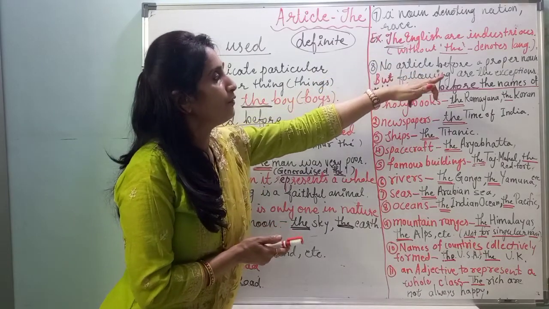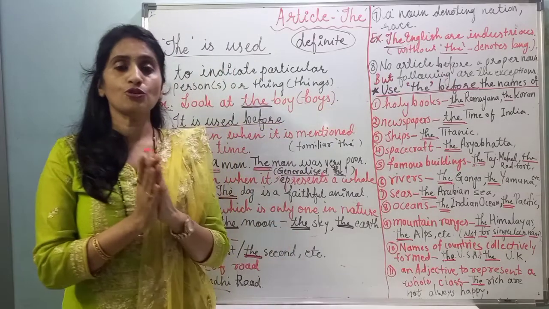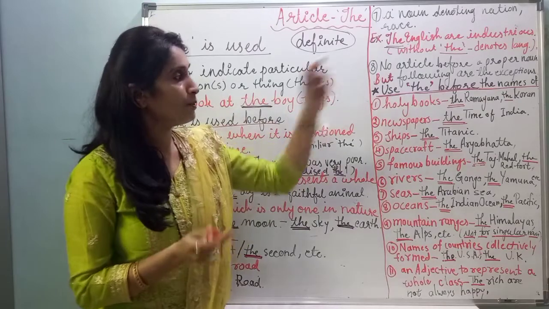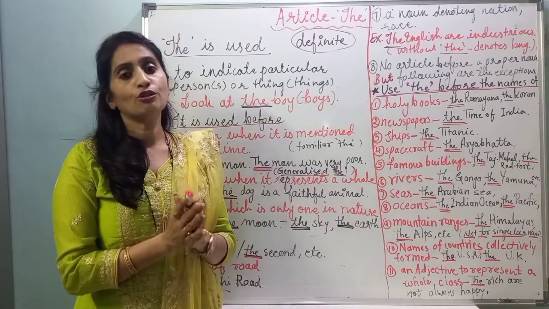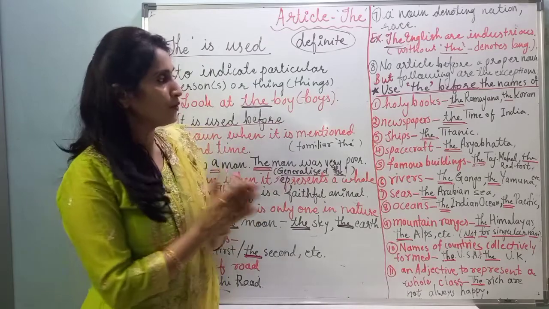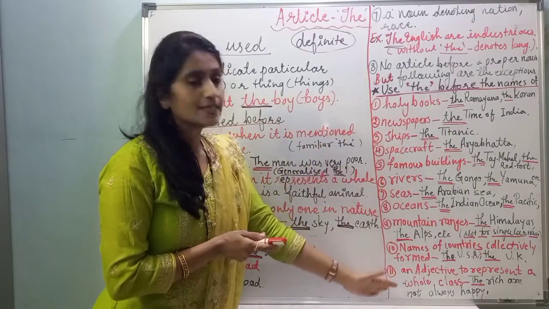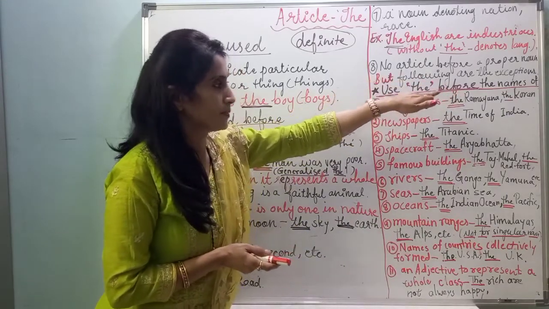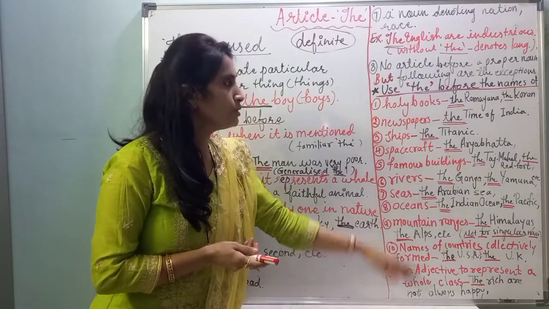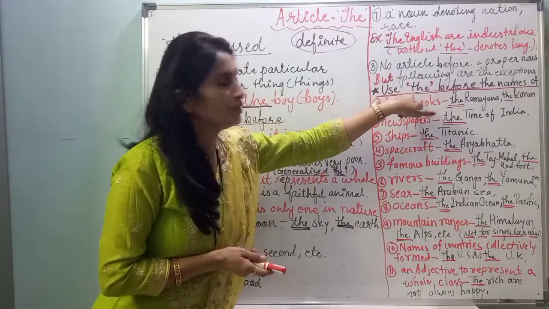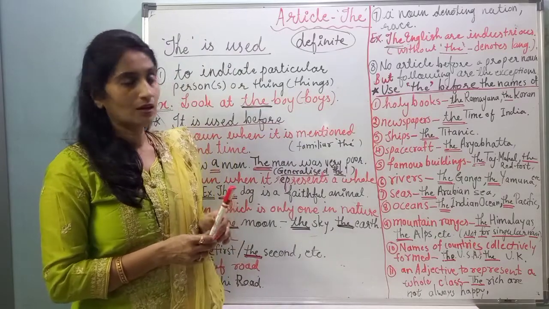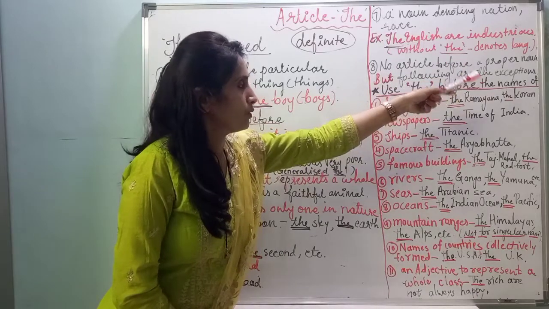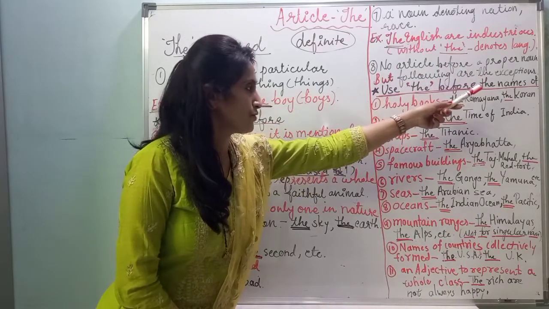No article before a proper noun means we should not use any article before a proper noun. As a rule, we should not use any article before a proper noun. But here are some exceptions. I have written here, but following are the exceptions. Before these nouns, we should make use of the. I am reading what I have written. No article before a proper noun, but following are the exceptions.